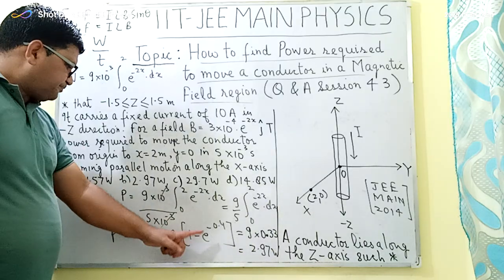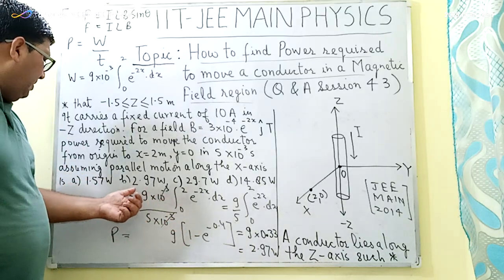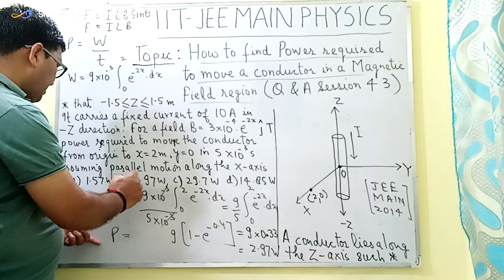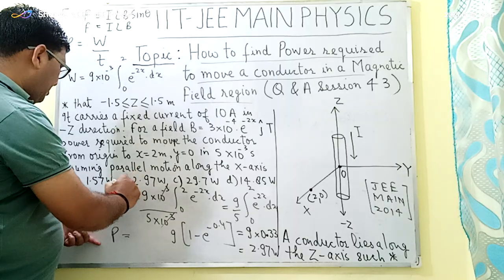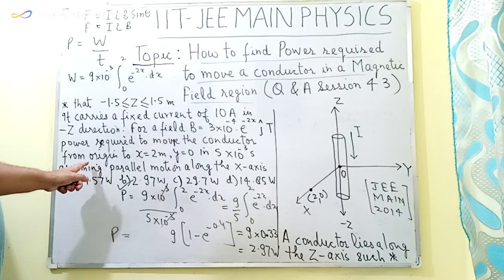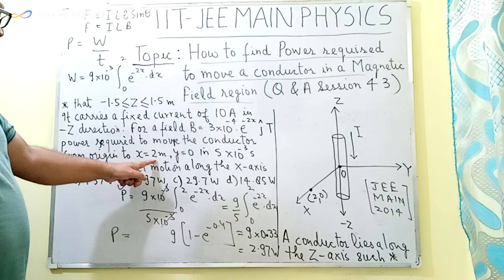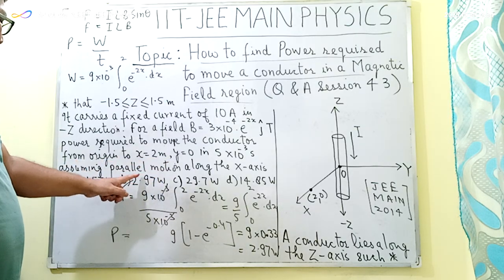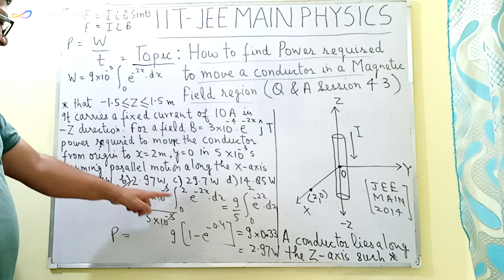So here the correct answer will be the second option, option B. That is, the power required to move the conductor from the origin to x equal to 2 meters and y equal to 0 meter will be equal to 2.97 watt.